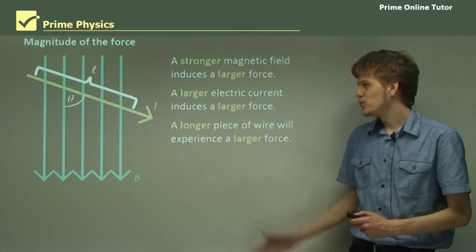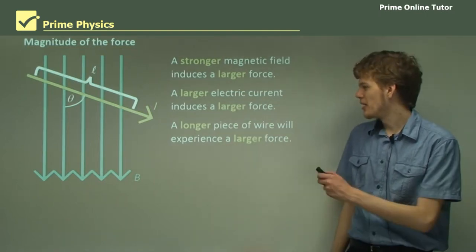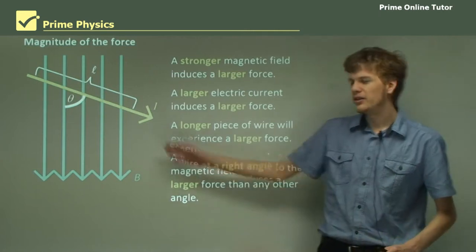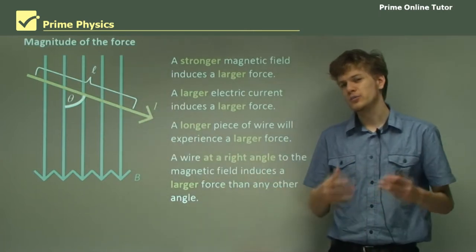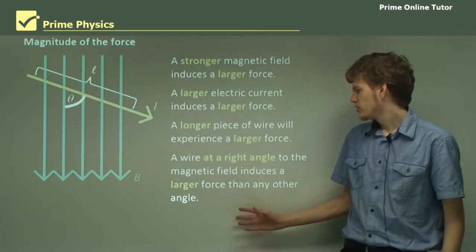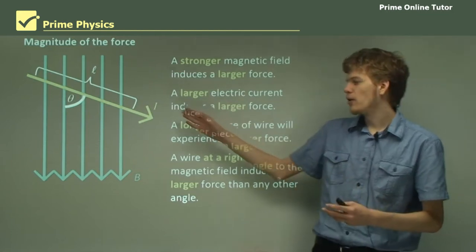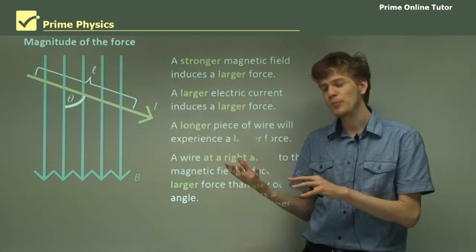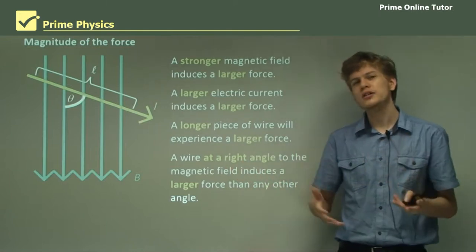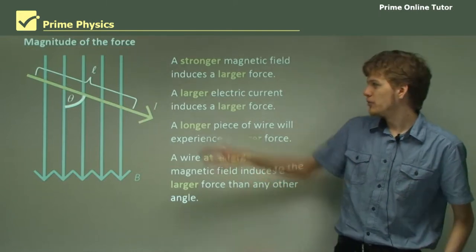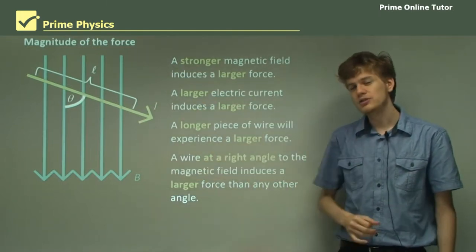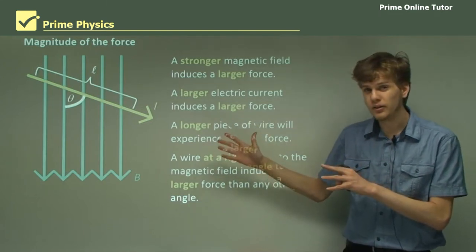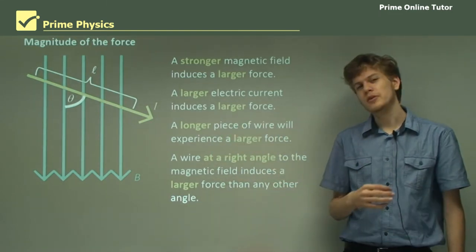And finally, the one other variable in this diagram is the angle that the wire makes with the field. So if we have a wire that's perpendicular to the magnetic field, it'll experience the greatest amount of force. But if it's parallel to the field, that is, if it's pointing straight up or straight down in this diagram, then it will experience no force.